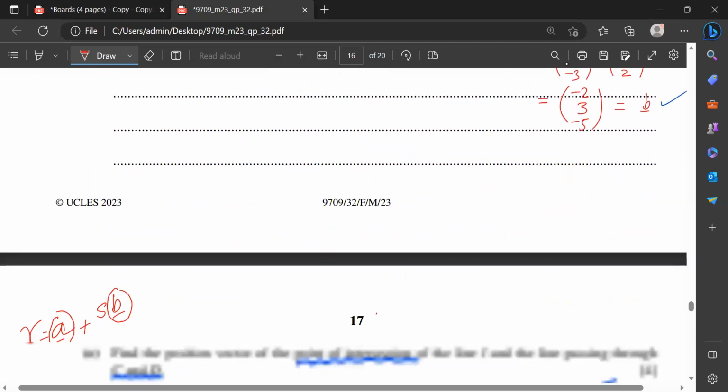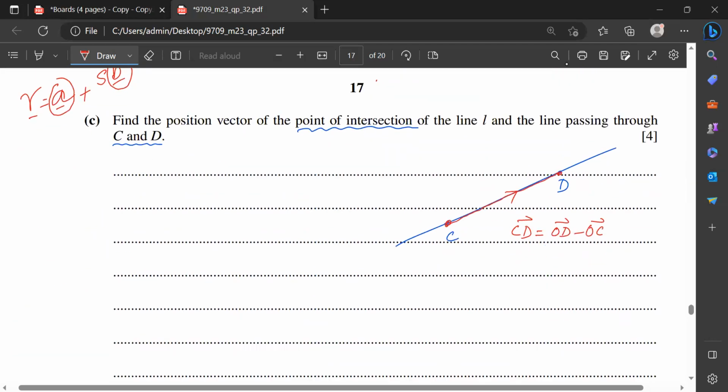So 5 minus 6, 11, and the other, the second, which is 1 minus 2, 5.